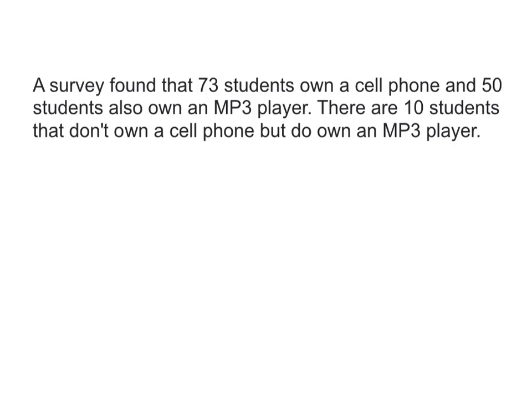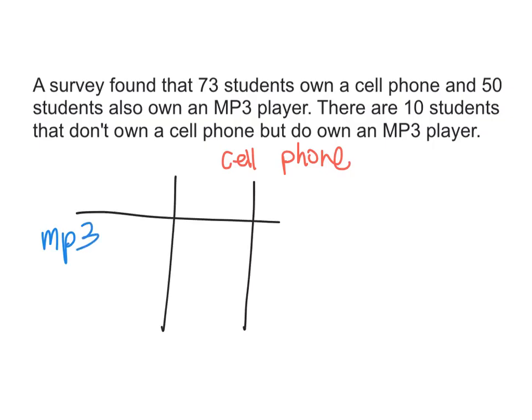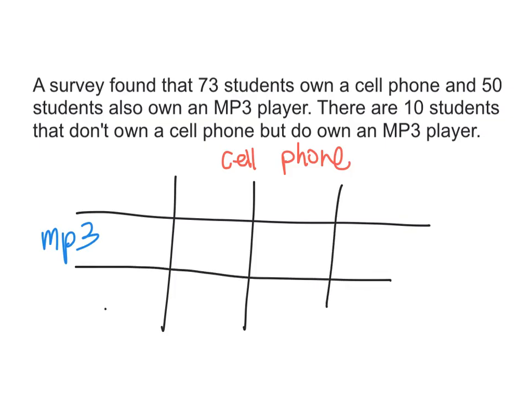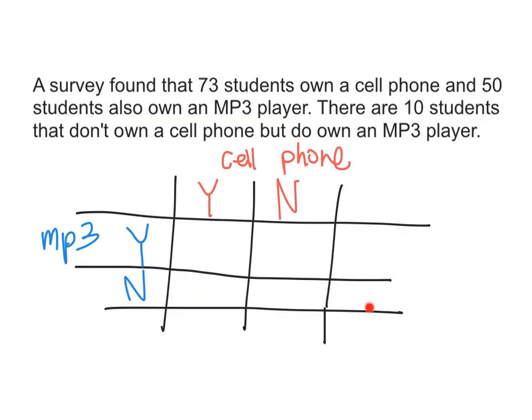So if I were to categorize this, I would say that my category 1 is going to be cell phone. And I would say that my category 2 is going to be an MP3 player. So now I know that I'm going to have, let me organize my stuff. Cell phone. So it's either going to be yes, they own a cell phone, or no, they don't. MP3, yes or no. Just remember that the outsides are always going to be my totals.